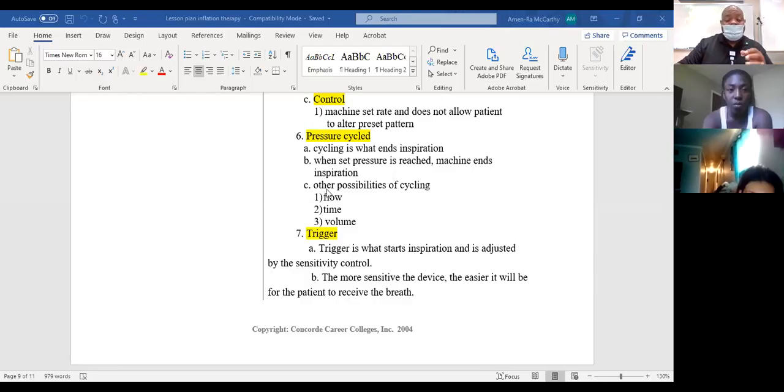There are some other possibilities for cycling, right? Flow cycle, time cycle, or volume cycle, okay? This depends on the machine that you have. So if you have a machine that is time cycled, you might say, okay, in 1.5 seconds, I want the breath to stop. So he's going to trigger the breath, right? He's going to suck on it. You're going to set the sensitivity to where it's easy for him to get it, right?